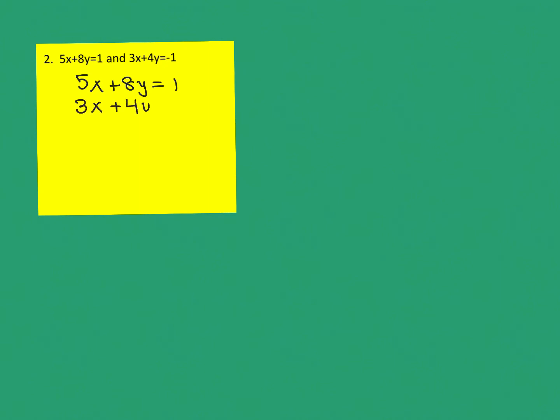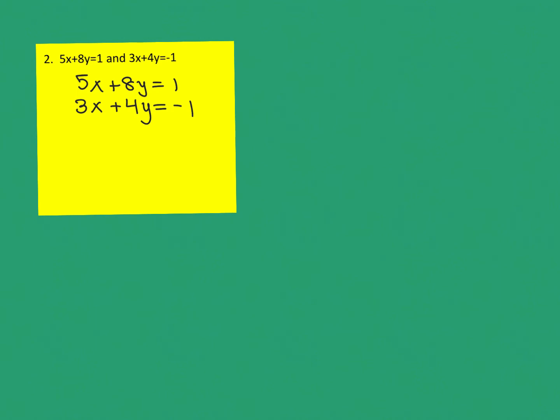So we want to line these up. We had done the first question together Thursday. That's why I skipped that one. All right, so we have our system, 5x plus 8y equals 1, and 3x plus 4y equals negative 1.